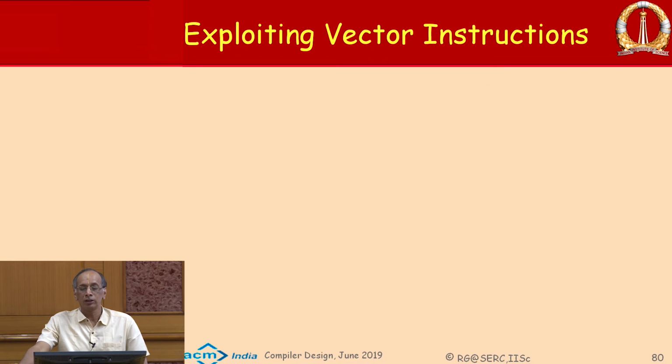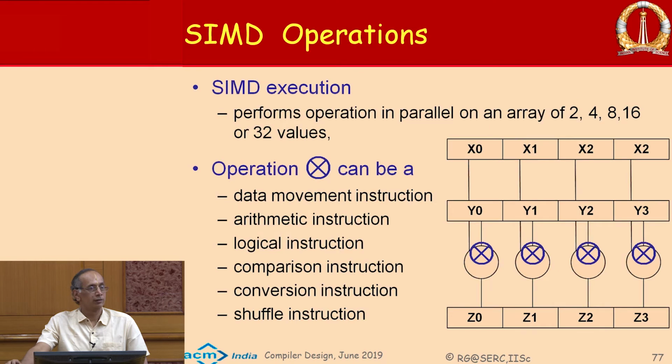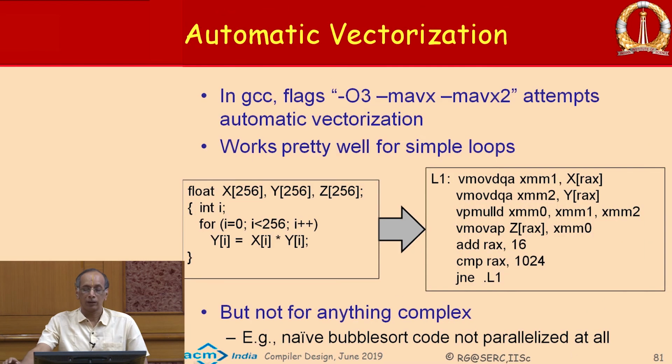So, you will see something like this happening. First you move the operand from the memory into these registers, and then you perform this parallel multiplication, and then you store these values back into the other array. That is again the move operation. As I mentioned, this should have been z, not y. So, you are essentially moving this XMM0 back into the z array.